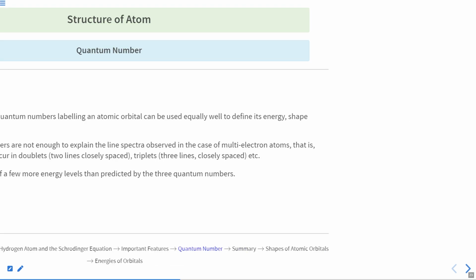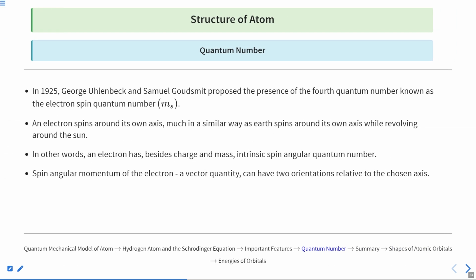Now, this thing is busted. This thing that is written here, that the electron spins around its own axis, was the old theory. Now it is just the intrinsic spin angular momentum. Spin angular momentum is a vector quantity, so for that reason it can have two orientations, and that is totally dependent upon the axis that you have chosen. Clear?